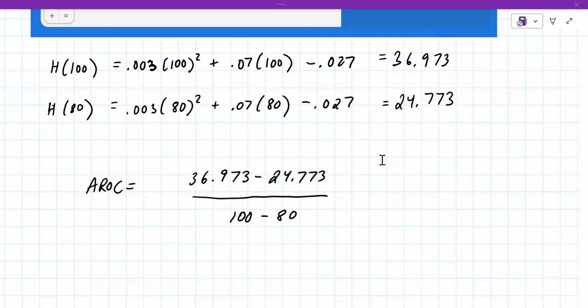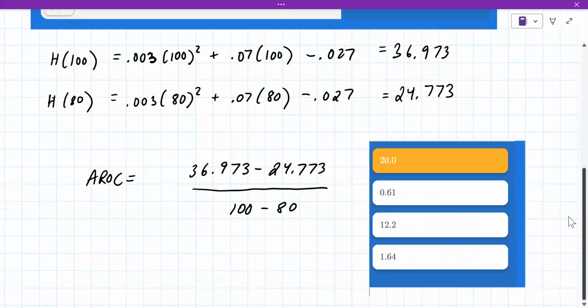I got 0.59785. So which of these answers would you choose? 0.61. Yes. Now, if you did enter it in exactly like this, you would get exactly 0.61.